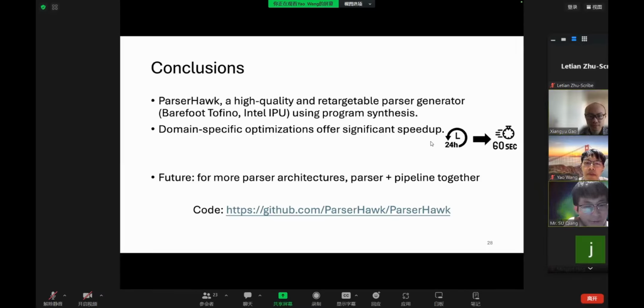Yeah, wonderful. That makes me think a lot. In terms of the insight of program synthesis, how did you find this problem and come up with this idea to tackle it?